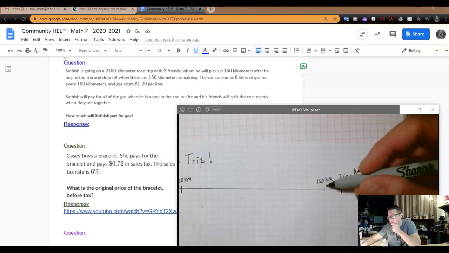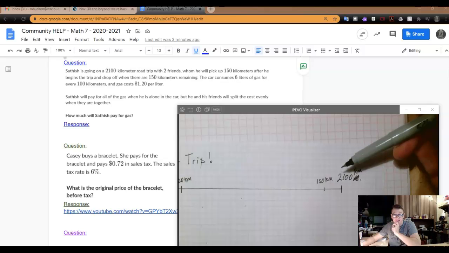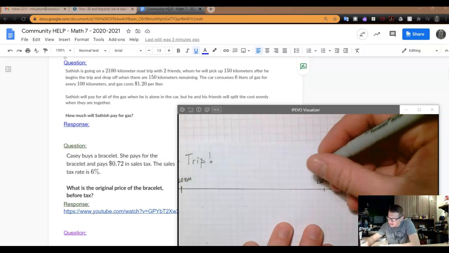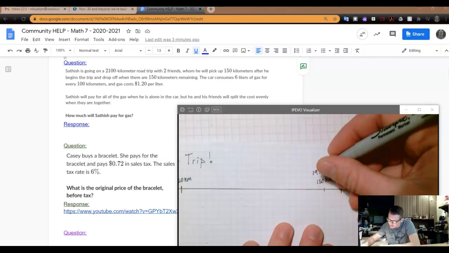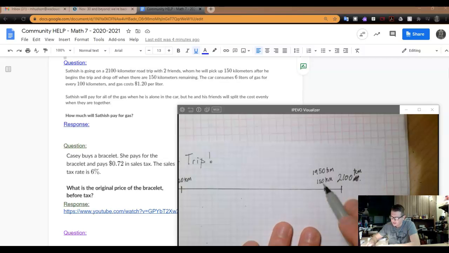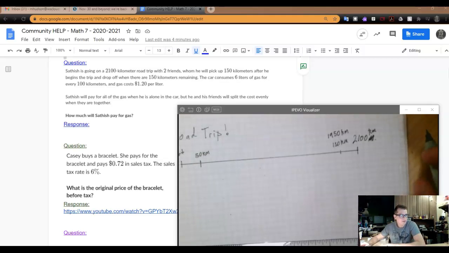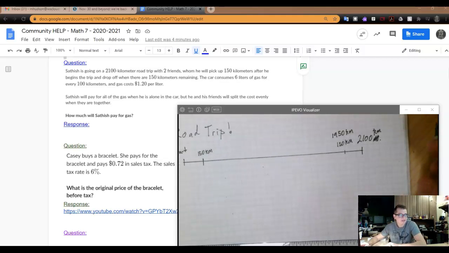Now, really, that's not going to be 150 kilometers. That'll be 150 kilometers back from the end. So 1950, if we subtract 150 from 2,100. So we do our final total amount driven minus the 150, that'll get us to 1950 kilometers. And what we're talking about is how much we're going to pay for gas, right?